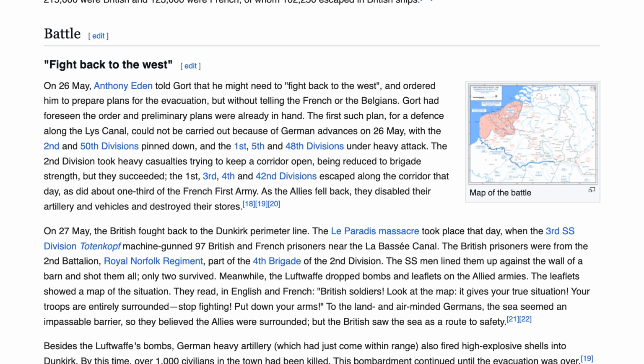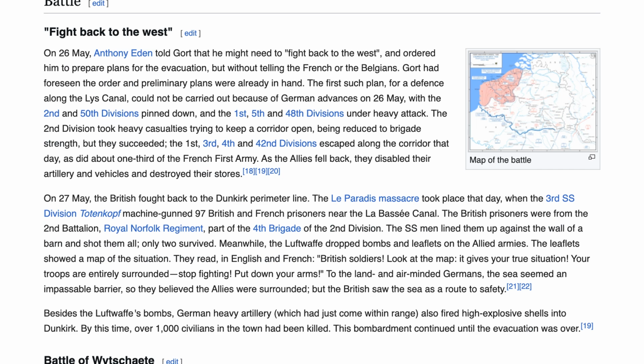Battle. Fight back to the west. On 26 May, Anthony Eden told Gort that he might need to fight back to the west, and ordered him to prepare plans for the evacuation, but without telling the French or the Belgians. Gort had foreseen the order and preliminary plans were already in hand.